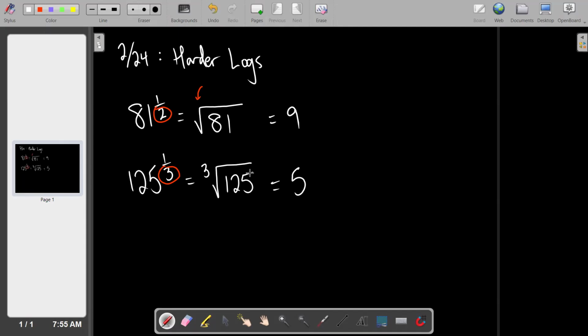Okay, let's take a look at another one. What would be another way to write 32 to the 1/5?